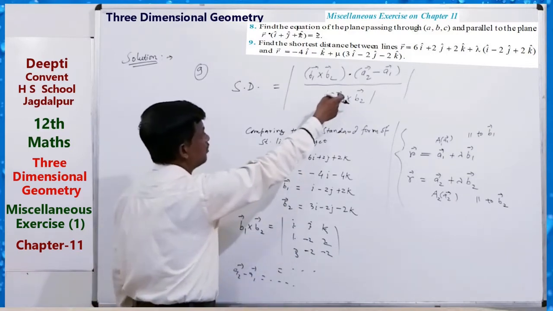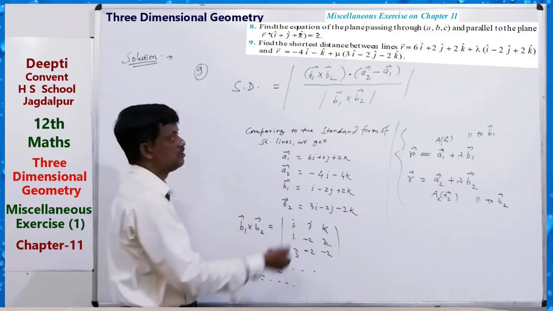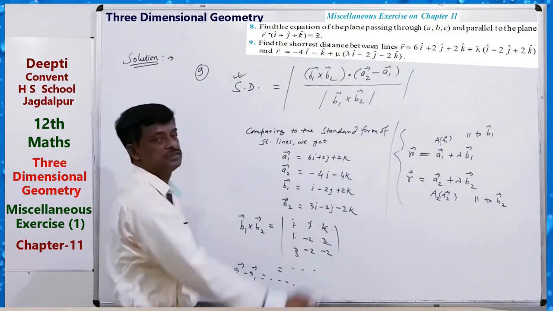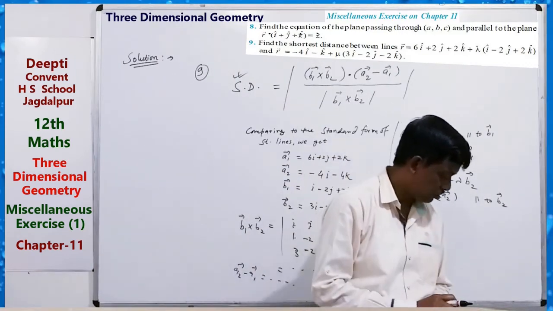And also find the modulus of these vectors. Just use it here, then take the positive value. That will be the shortest distance. Okay, only formula based questions, so do it in your copy.